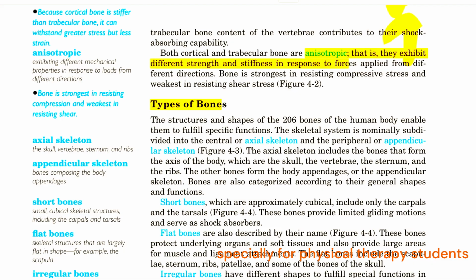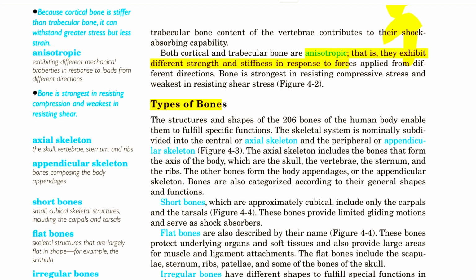All of these bones fulfill specific functions of your body. That's why your skeletal system is divided into two major components, axial and appendicular. The axial skeleton is the central portion of your body that includes your skull, your vertebrae, your sternum, and your rib cage. The appendicular skeleton includes all of your limbs: the hands and arms, your legs and feet.